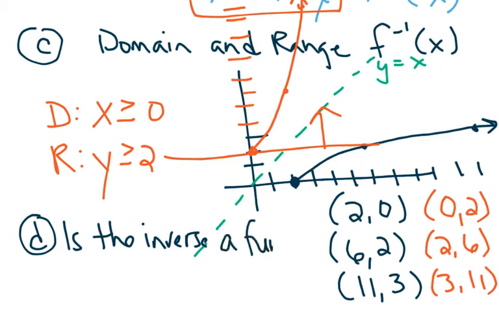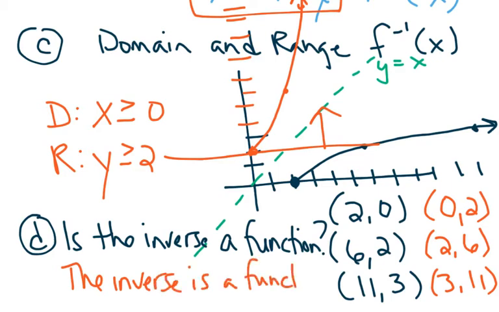So, the inverse is the red graph. Think about it. If you use the vertical line test through the red graph, does the vertical line only ever pass through one point at any given time? Yes, it does. So the inverse is a function. The inverse is a function. How do I know? By the vertical line test.